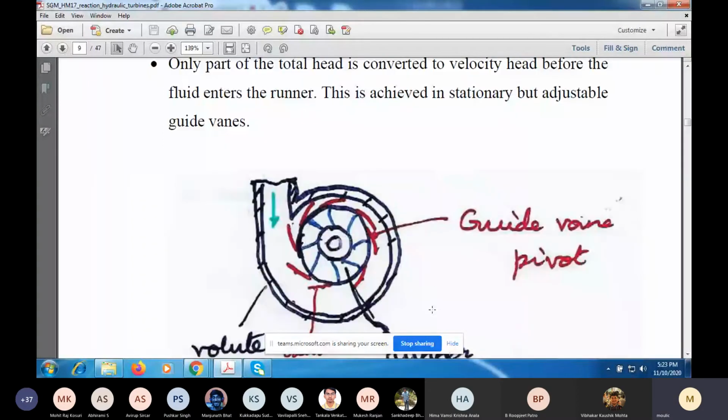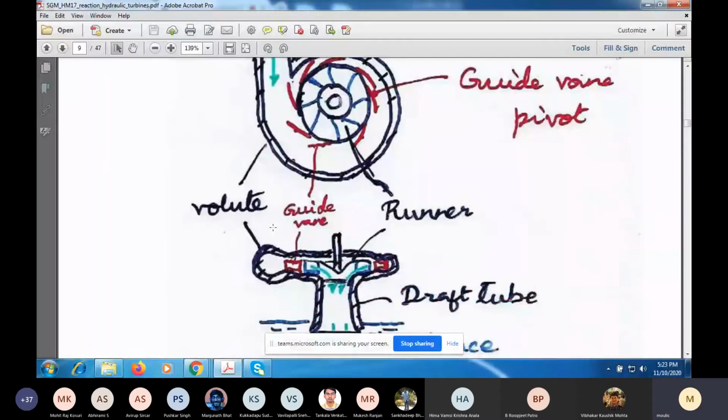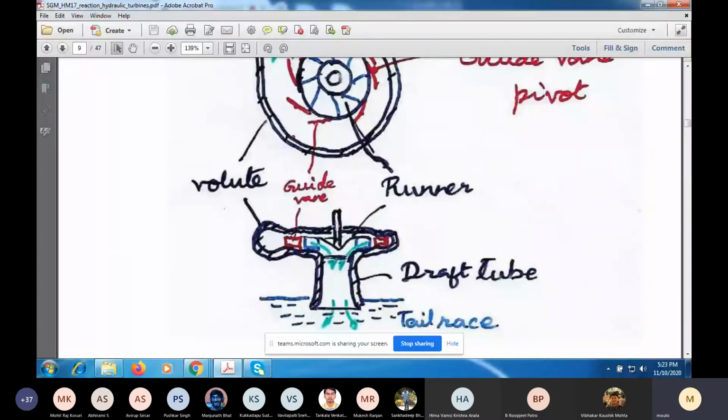So the upstream reservoir, which is at a certain height, is the head race. So water will enter through the penstock from the head race, and eventually it will go down into the tail race. So the shaft is shown here in this figure by these two vertical lines. So the shaft will be rotated by the action of the fluid.